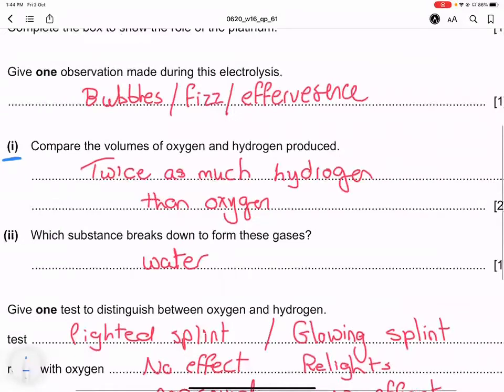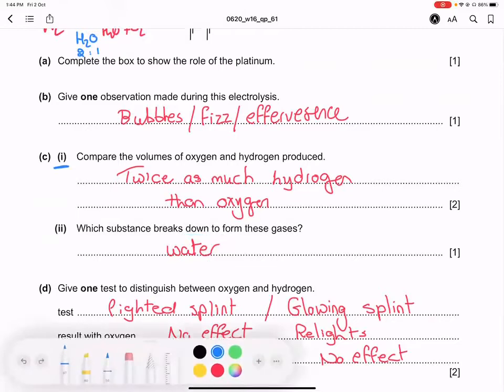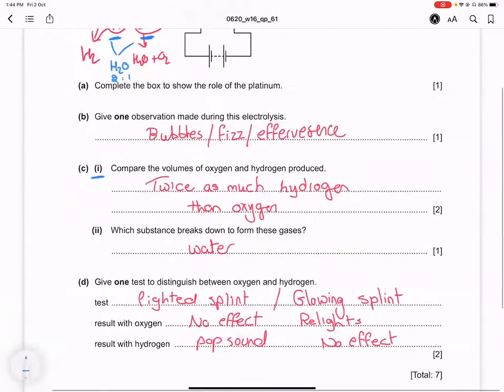Double I, which substance breaks down to form these gases? Water. H and OH come from water, okay? H and OH, from the previous question, come from water.